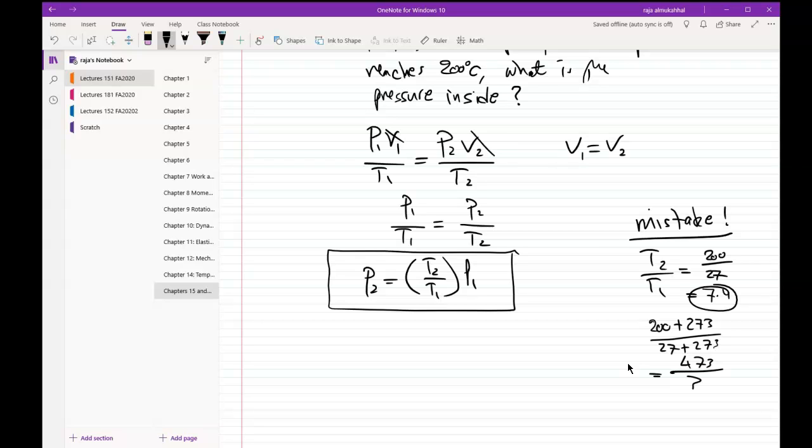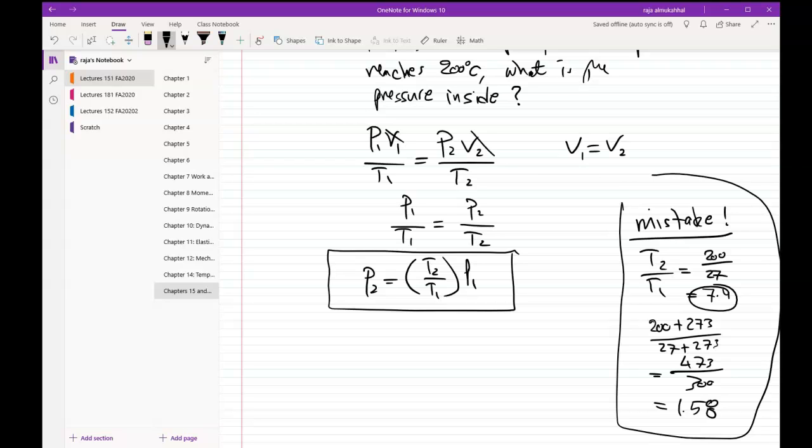300. And when I divide 473 by 300, the answer is 1.58. As you can see, it is not the same. So always, always, always convert Celsius into Kelvin. The only condition where you don't do it is if you have a delta, just like we talked about in the previous video lecture, chapter 14. Okay, so you have to do that.